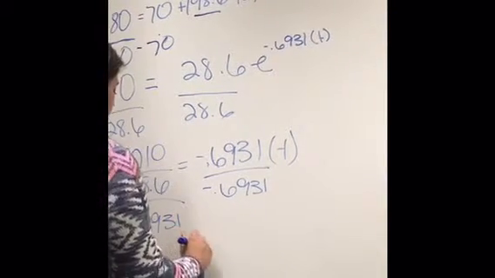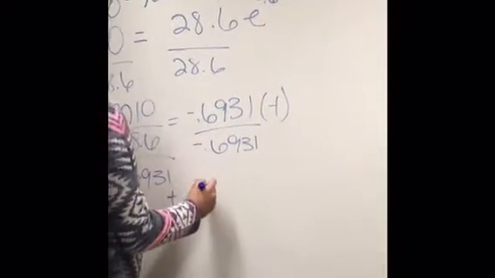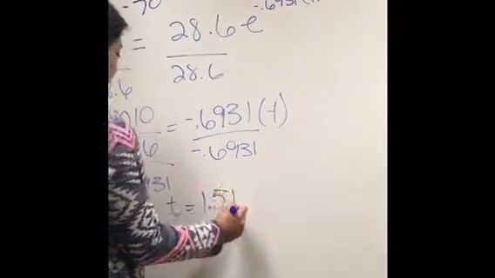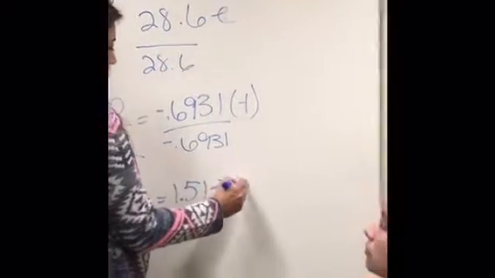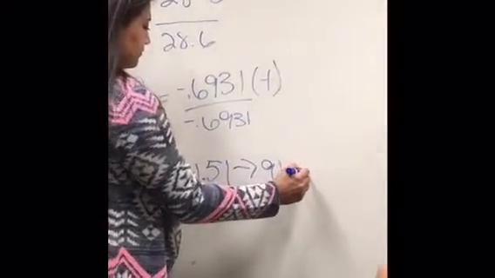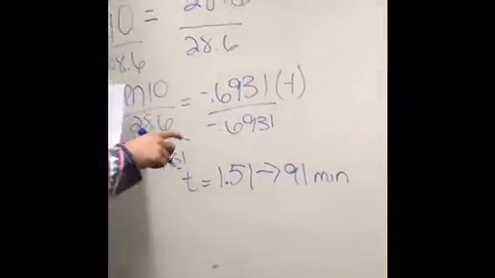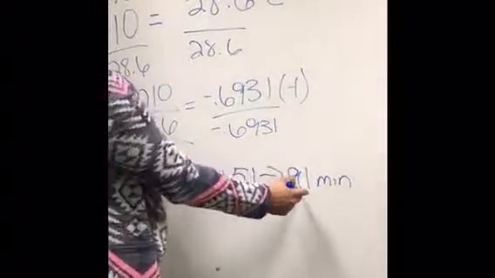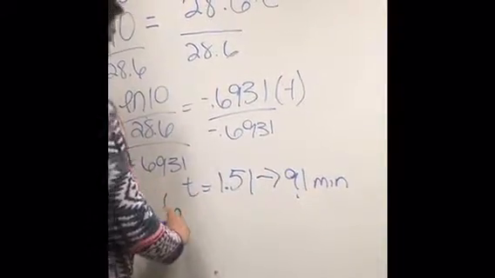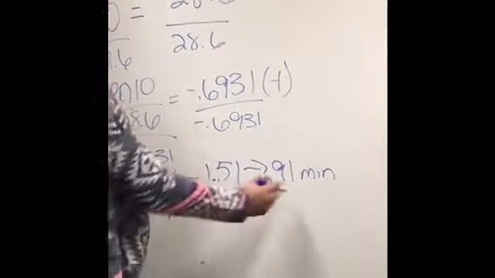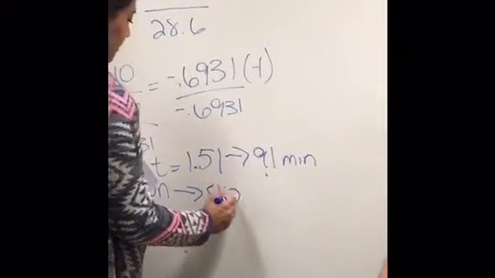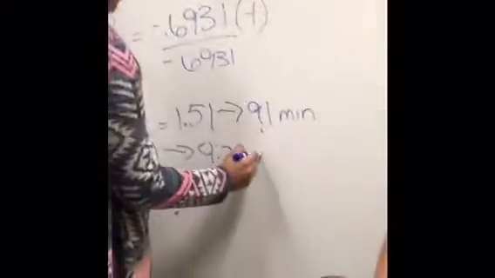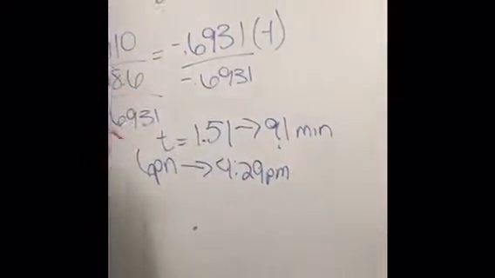And our t ends up to be 1.51. The 1.51 is then converted into 91 minutes. And after we do that, since the body was found at 6 p.m., 91 minutes before 6 p.m. turns out to be 4:29 p.m., which is the time of death.